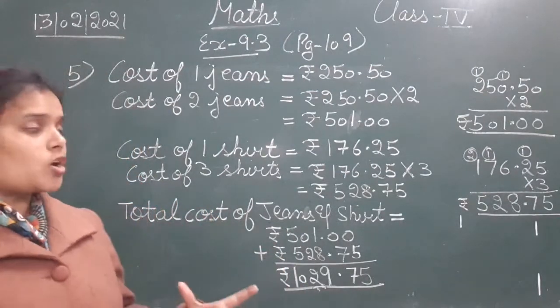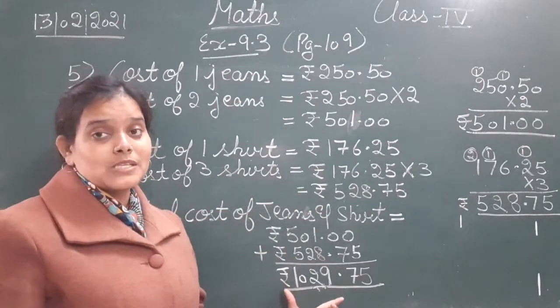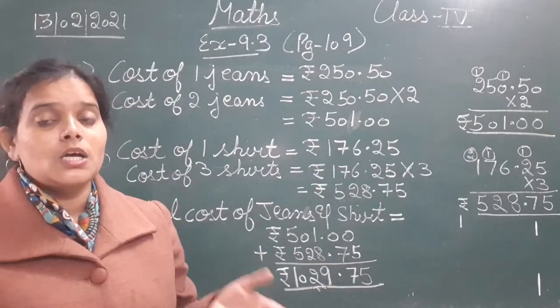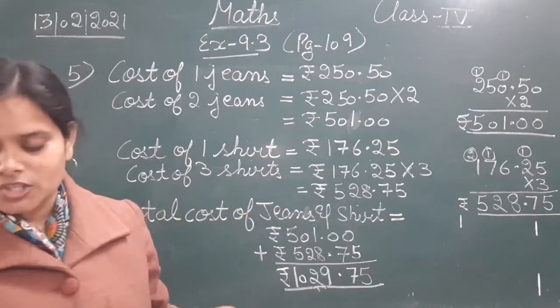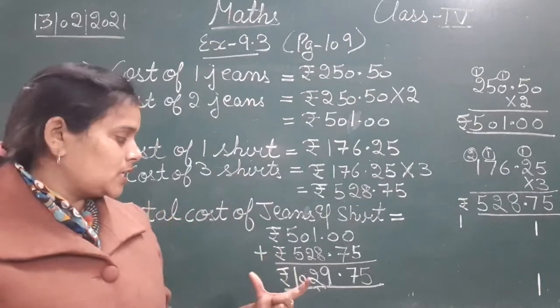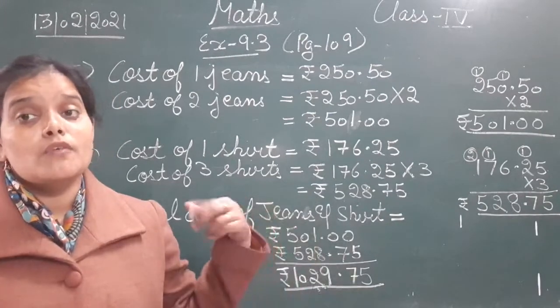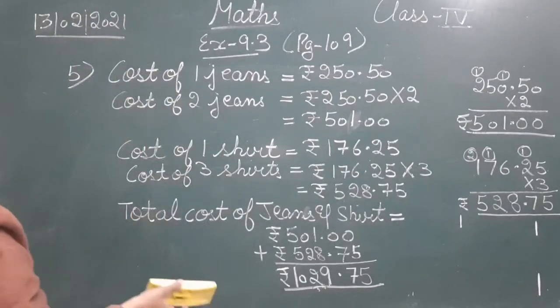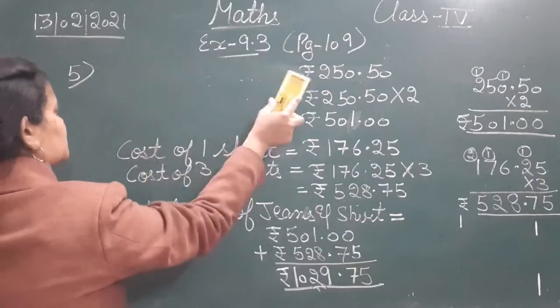So that means the total cost of both the items, that is shirt and the jeans, is 1029 rupees and 75 paise, and he had given 1100 rupees to the shopkeeper. Now we have to calculate how much money the shopkeeper will return to Jagjit. So for this we will subtract this amount from rupees 1100. Okay, you can pause it here and we will do the sum up to this point. Chaliye, now we will move to the B part of the sum.